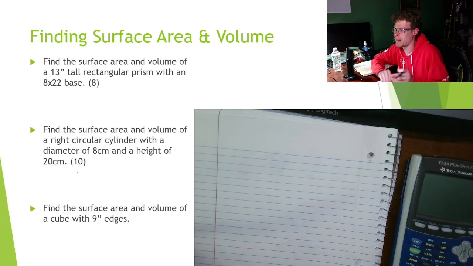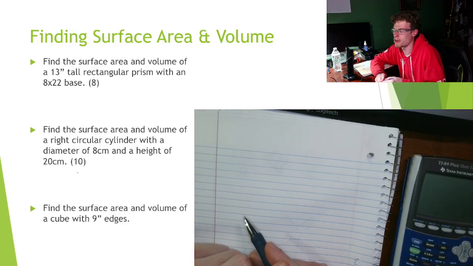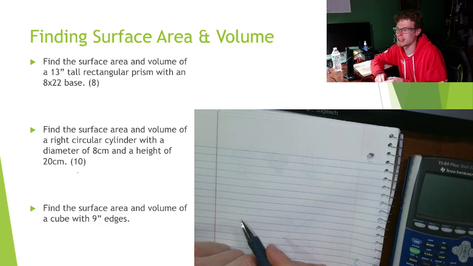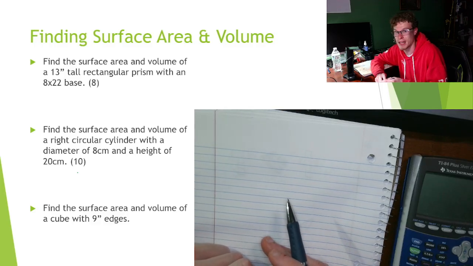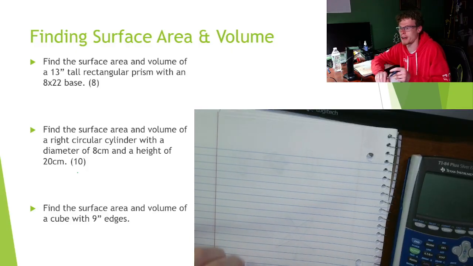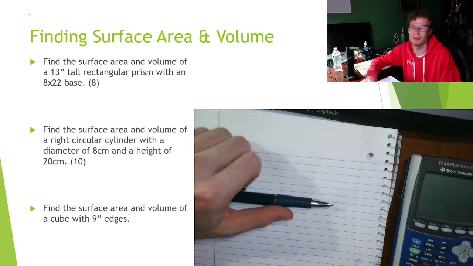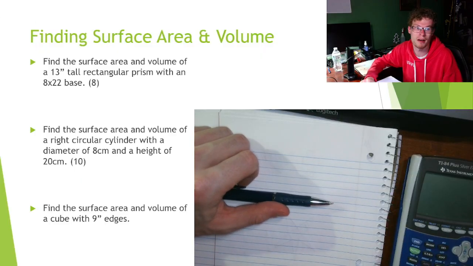Find the surface area and volume of a 13-inch tall rectangular prism with an 8 by 22 base. Okay, so what is this asking for? It's asking us to find, first of all, the surface area. So how do you find surface area? Let's put these back up on the screen so that we remember how all this works.